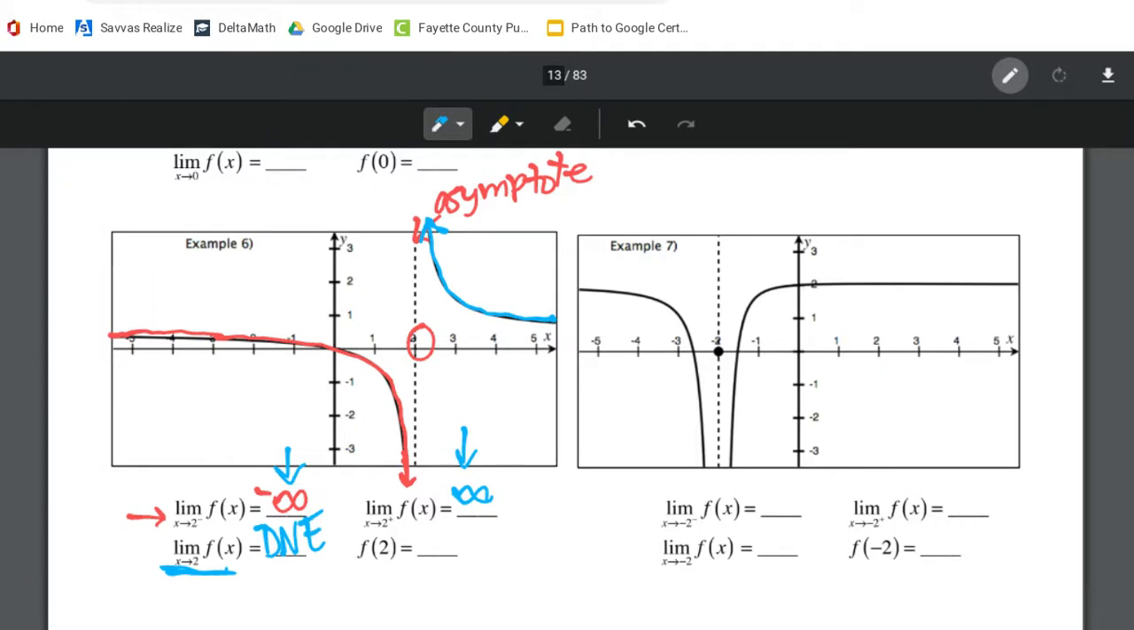And then f of 2, what is the value of the y? So when x equals 2, what's the y value? Well, on the graph, there's an asymptote at x equals 2, and the graph actually never has a point when x equals 2. So we will say that that part is undefined.